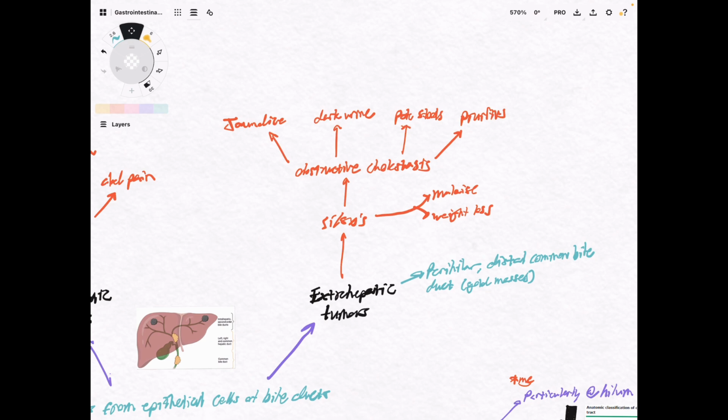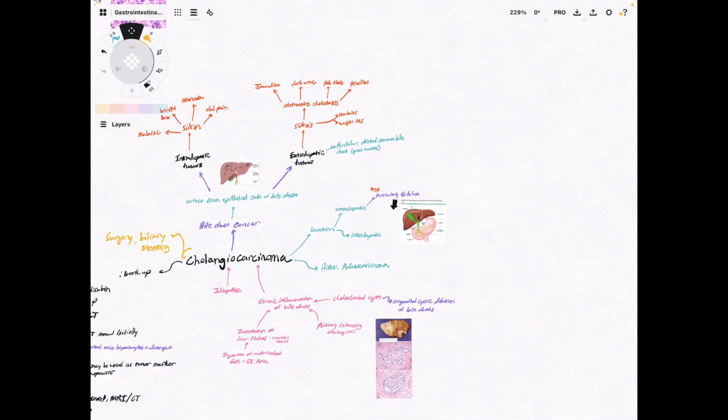It's what actually gives our stool its characteristic brown color. And then because it's actually not in the stool, you're going to have pale stools. And then pruritus, which is itchiness, those bile salts that get backed up into peripheral circulation end up being itchy. And then, of course, you're going to have malaise and weight loss. That's really all I want to talk about.